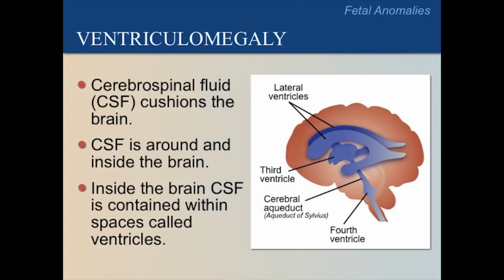The next anomaly that we will discuss is ventriculomegaly, which means an enlargement of the spaces inside the brain that contain cerebrospinal fluid. Cerebrospinal fluid, or CSF, cushions the inside and outside of the brain. Inside the brain, the CSF is contained within spaces called ventricles. Please pause the video now to practice saying ventriculomegaly with your instructor.